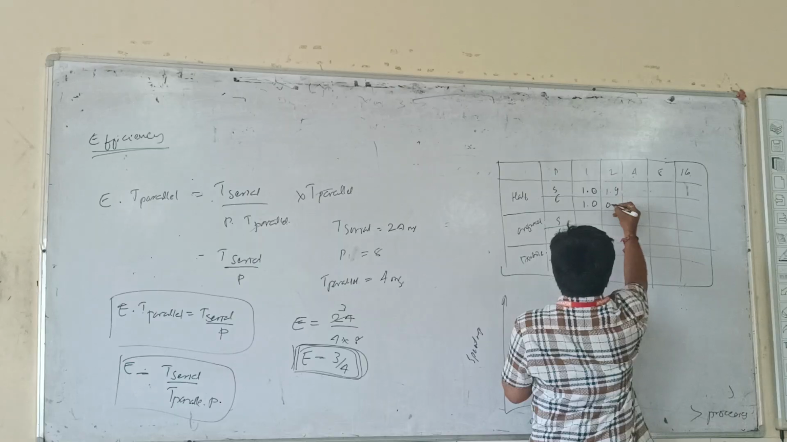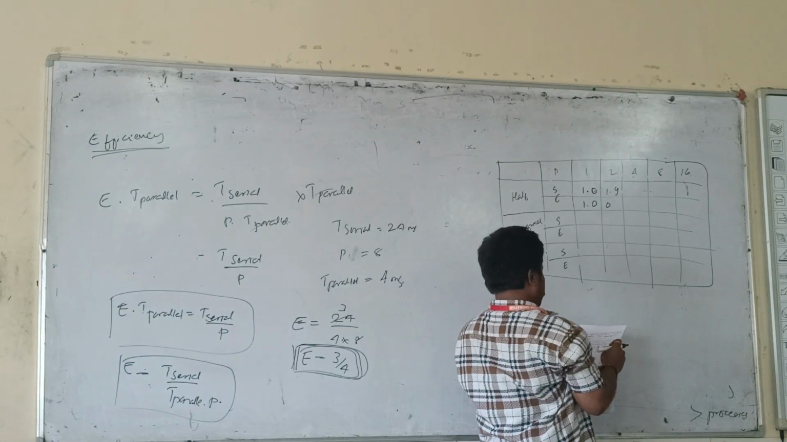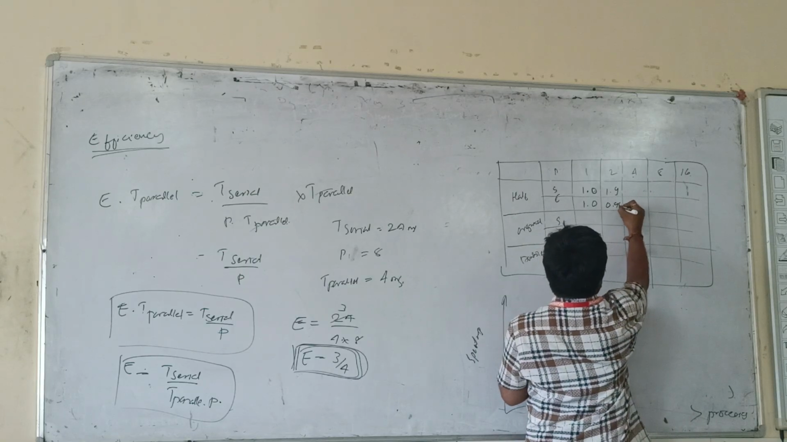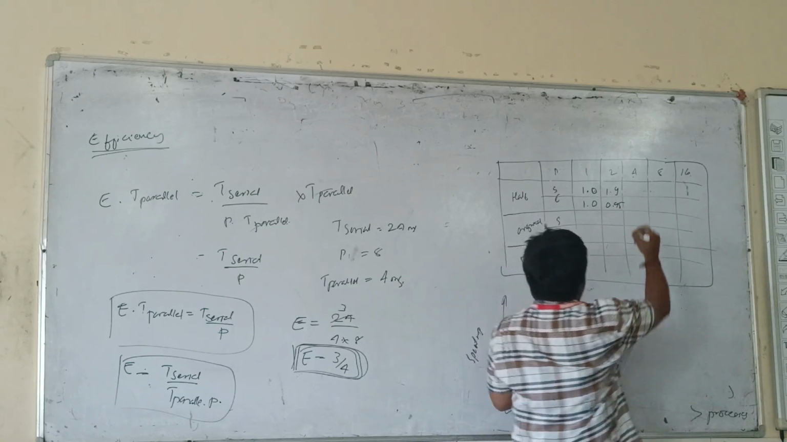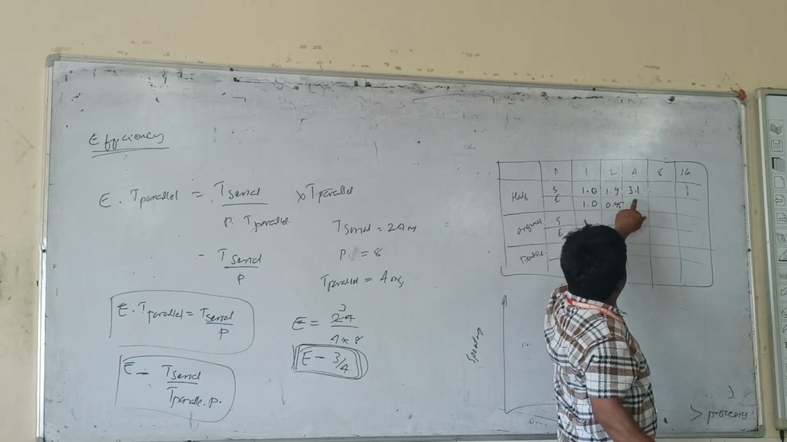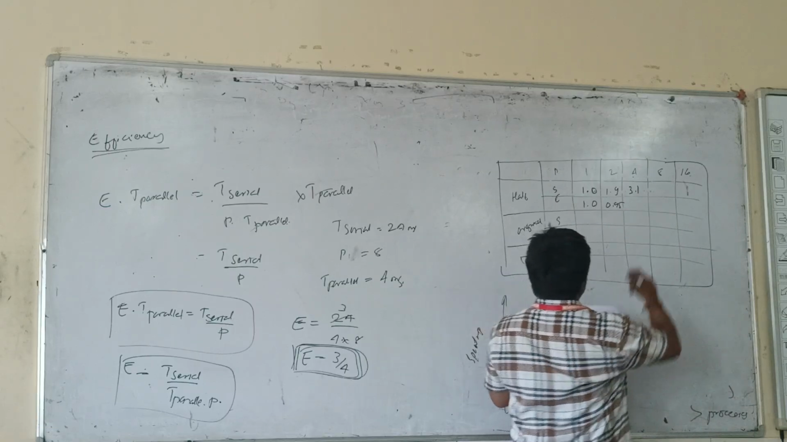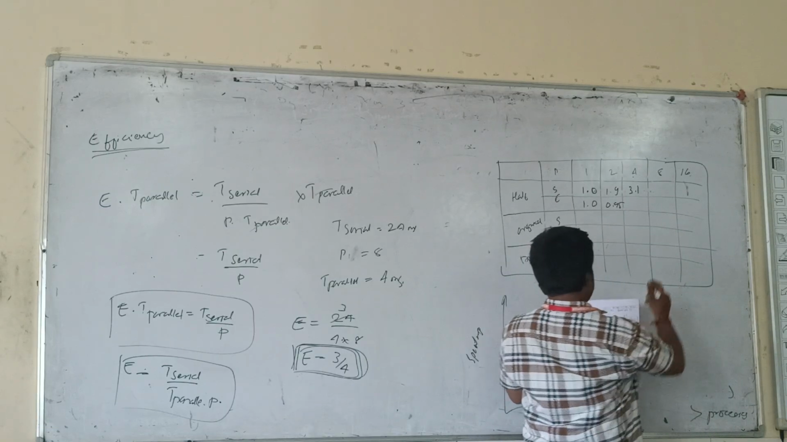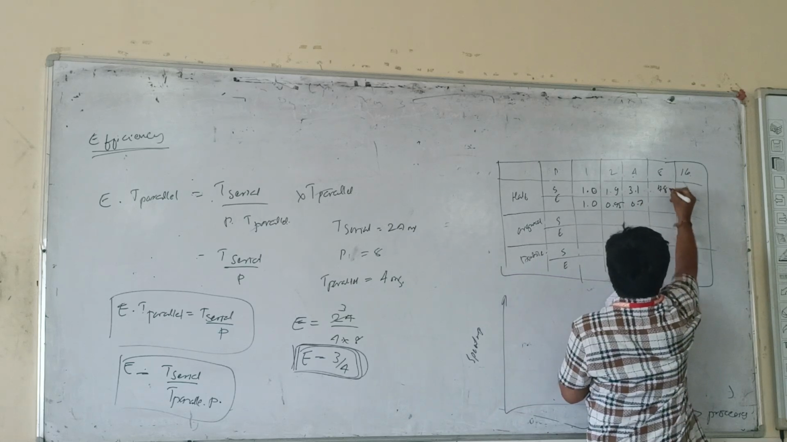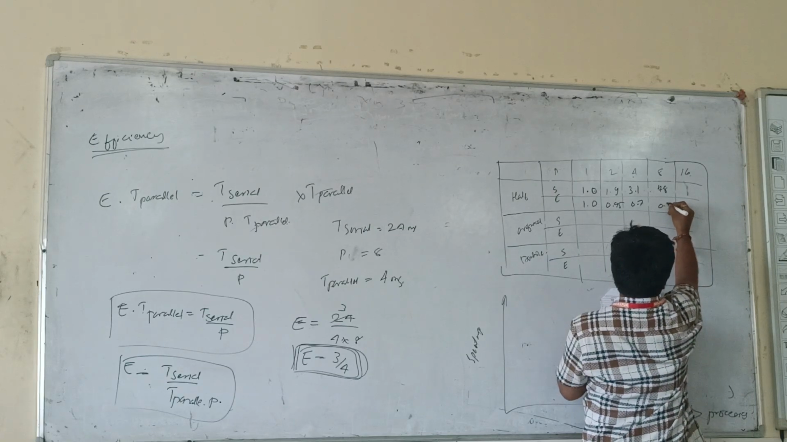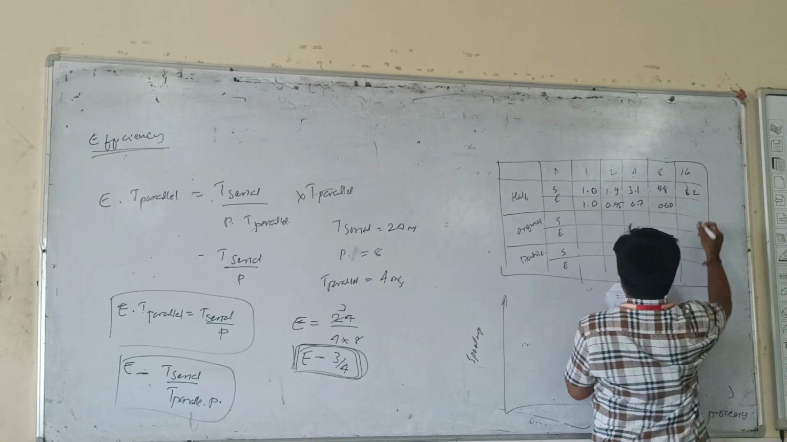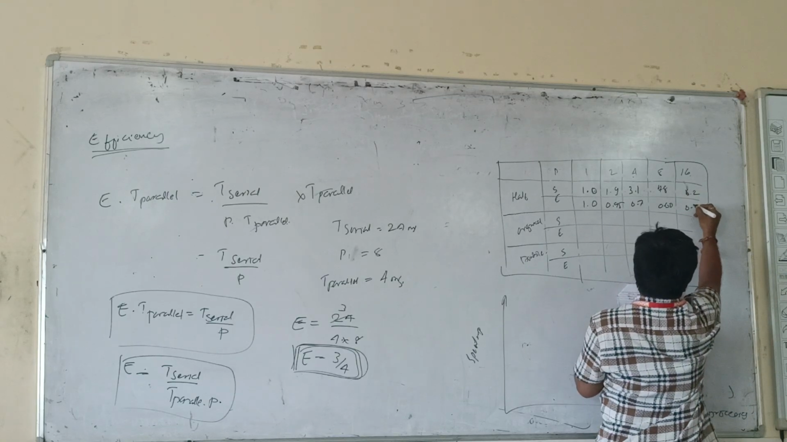But the efficiency decreases. And if I have 4 cores, the speedup would be 3.1, and the efficiency would be 0.7. For 8 cores the speedup is 4.8 and the efficiency is 0.60, and for 16 cores the speedup is 6.2 and the efficiency is 0.39.